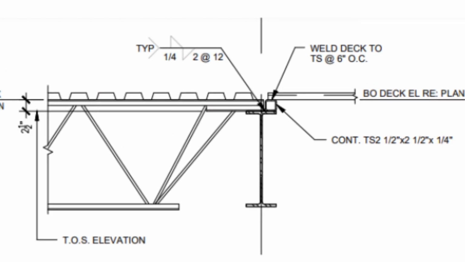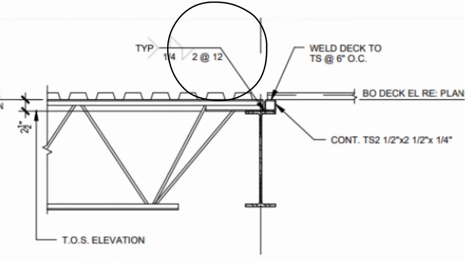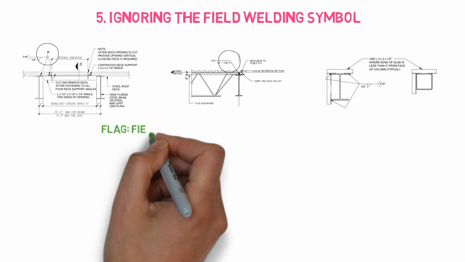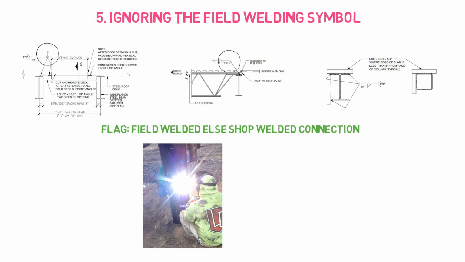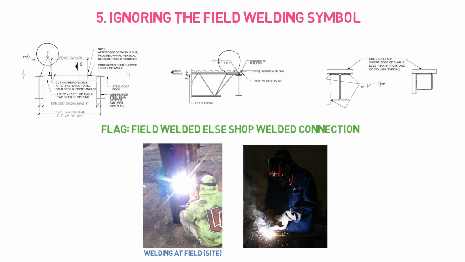Second does not, and third one does not. So if there is a flag, then it's a field weld connection, so it should be welded on the site. But if there is no flag, then the weld must be done at the shop. So everybody needs to understand and follow the flag mentioned on the welding symbol, and based on that they have to decide whether this weld would be welded on the site or would be welded at the shop.